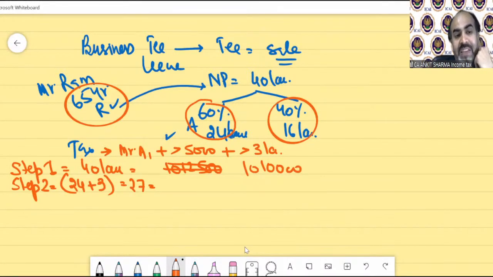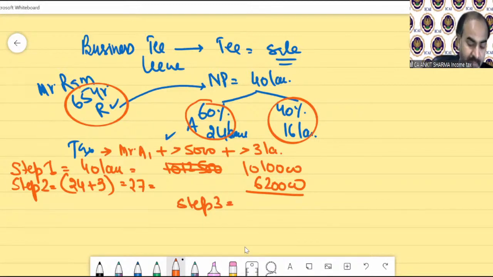Now on 27 lakh, I need to calculate tax. That will be 6,20,000. No surcharge, because again, the income is less than 50 lakh rupees. Now, step number 3 says, find the difference. That is 3,90,000.